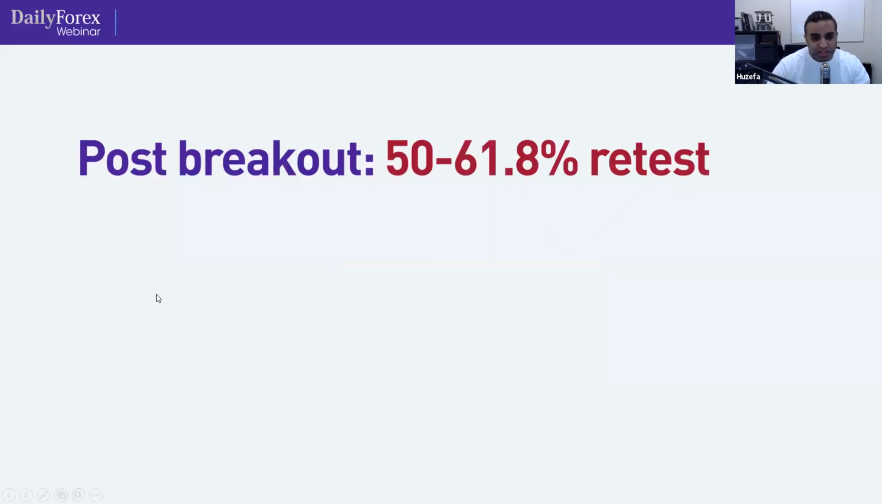Okay, the second way to measure an entry after the breakout, post just means after, post breakout, is wait for a Fibonacci retest. And the levels that I like to look at is waiting for the price to go back somewhere, either touches or goes back in between the 50% level and the 61.8% level. The 61.8% level is the main Fibonacci ratio. It's known as the golden ratio.